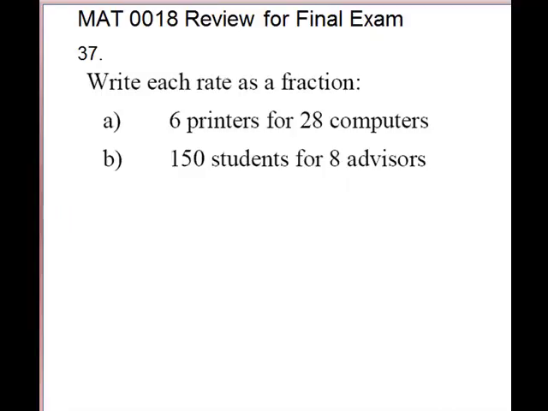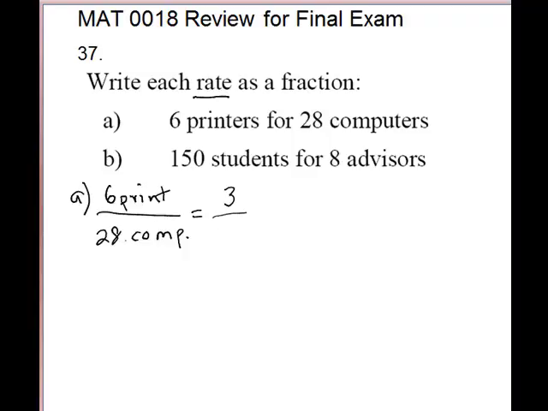37, we're going to write each rate as a fraction. A rate is just a ratio with different units, so you have to keep the units. So for A, we have 6 printers for 28 computers. We will first reduce. These have a common factor of 2. They're both even. 2 into 6 will go 3 times, and 2 into 28 will go 14. So 3 printers for every 14 computers.